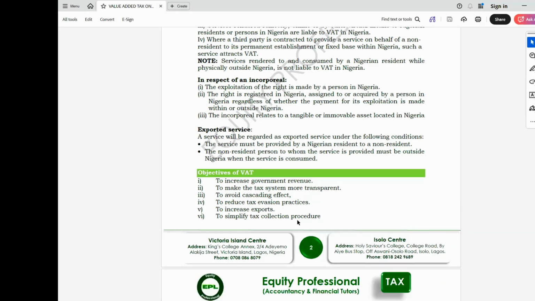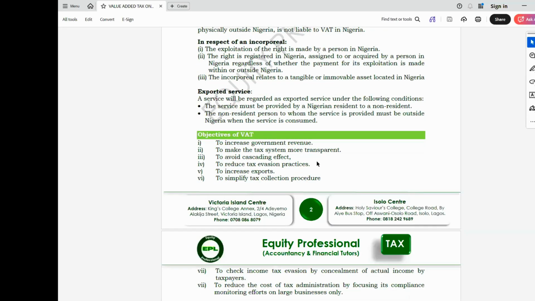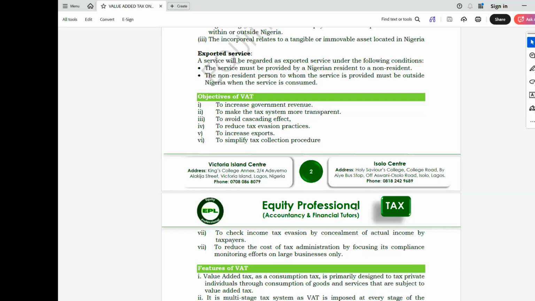As I said earlier, it involves a process of self-assessment, so the process of paying tax is usually simplified. Then also to check income tax evasion by concealment of actual income by the taxpayer. It is also a process of checking tax evasion. Then to reduce the cost of tax administration by focusing its compliance monitoring efforts on large businesses only.